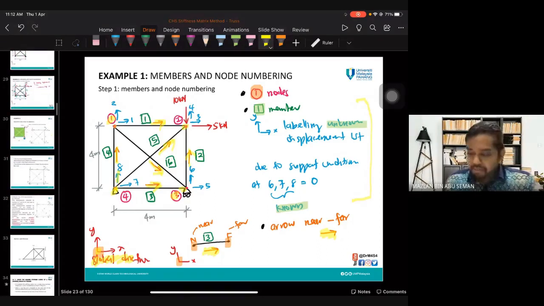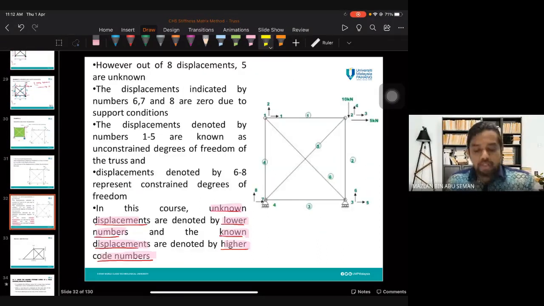All right, then in your notes, that's why I asked you to download those notes, because my video compresses everything. So if you do not understand, go back to your notes. In this note, for unknown displacement, denoted with lower number, and known displacement with higher code number. So that one you have to remember, because we're going to do numbering for our matrix. That one is quite important. We have to differentiate between unknown and known.